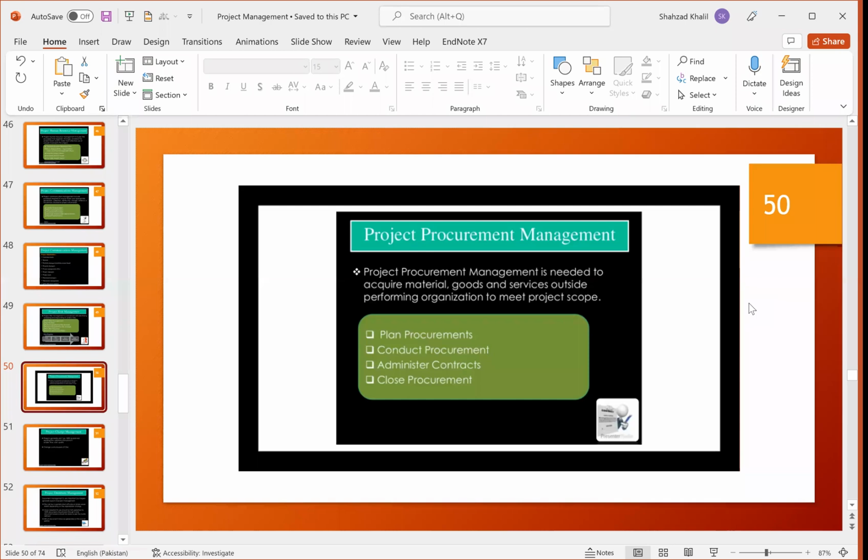Project procurement management is needed to acquire material, goods, and services outside the performing organization to meet project scope. Features are plan procurements, conduct procurements, administer contracts, and close procurements.